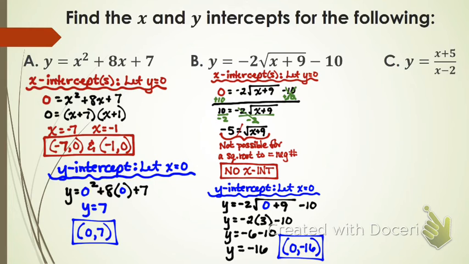So let's do the x-intercept first. What do I let be equal to 0? Y. Let our y be equal to 0. So I have 0 equals x plus 5 over x minus 2. What would I do to get rid of the fact that this is a fraction?